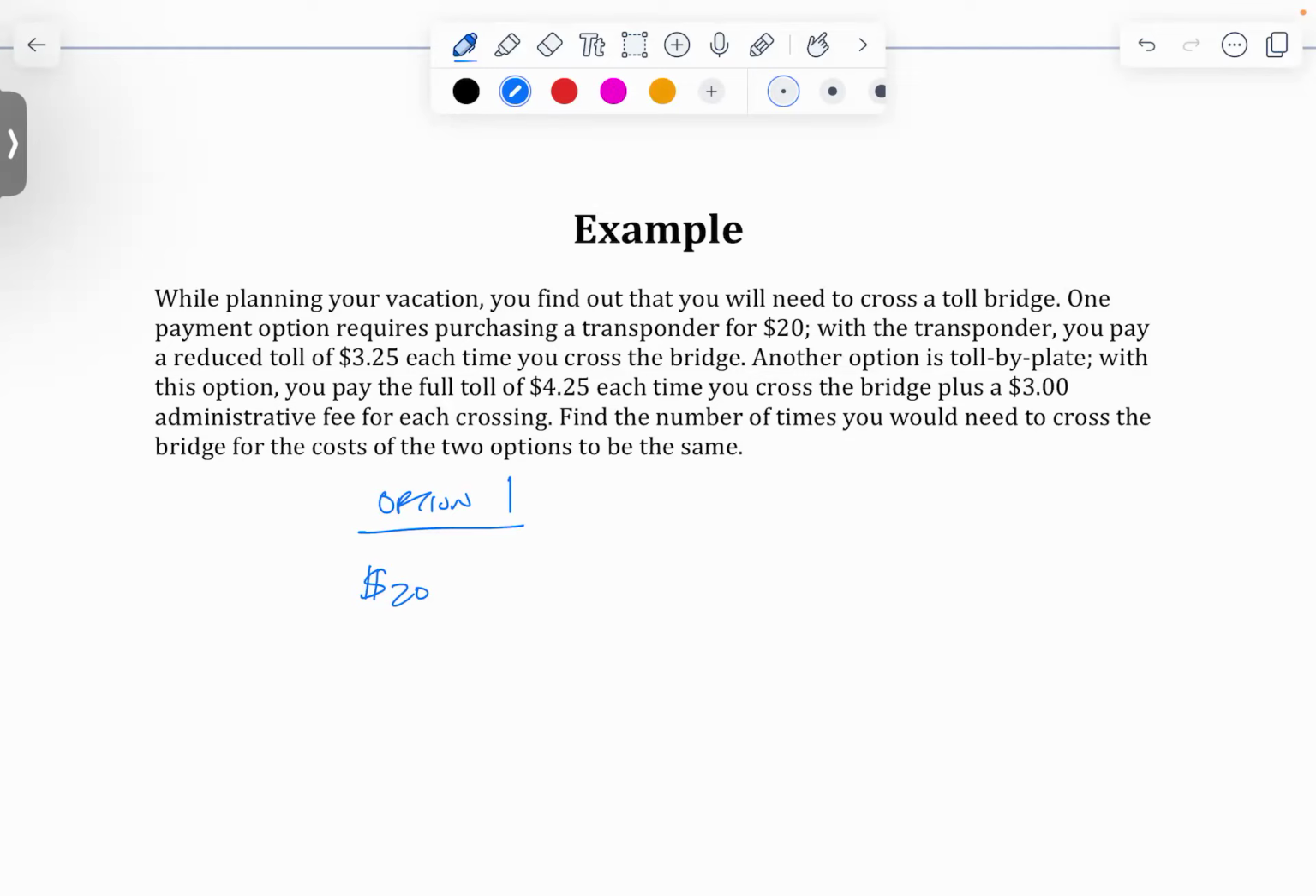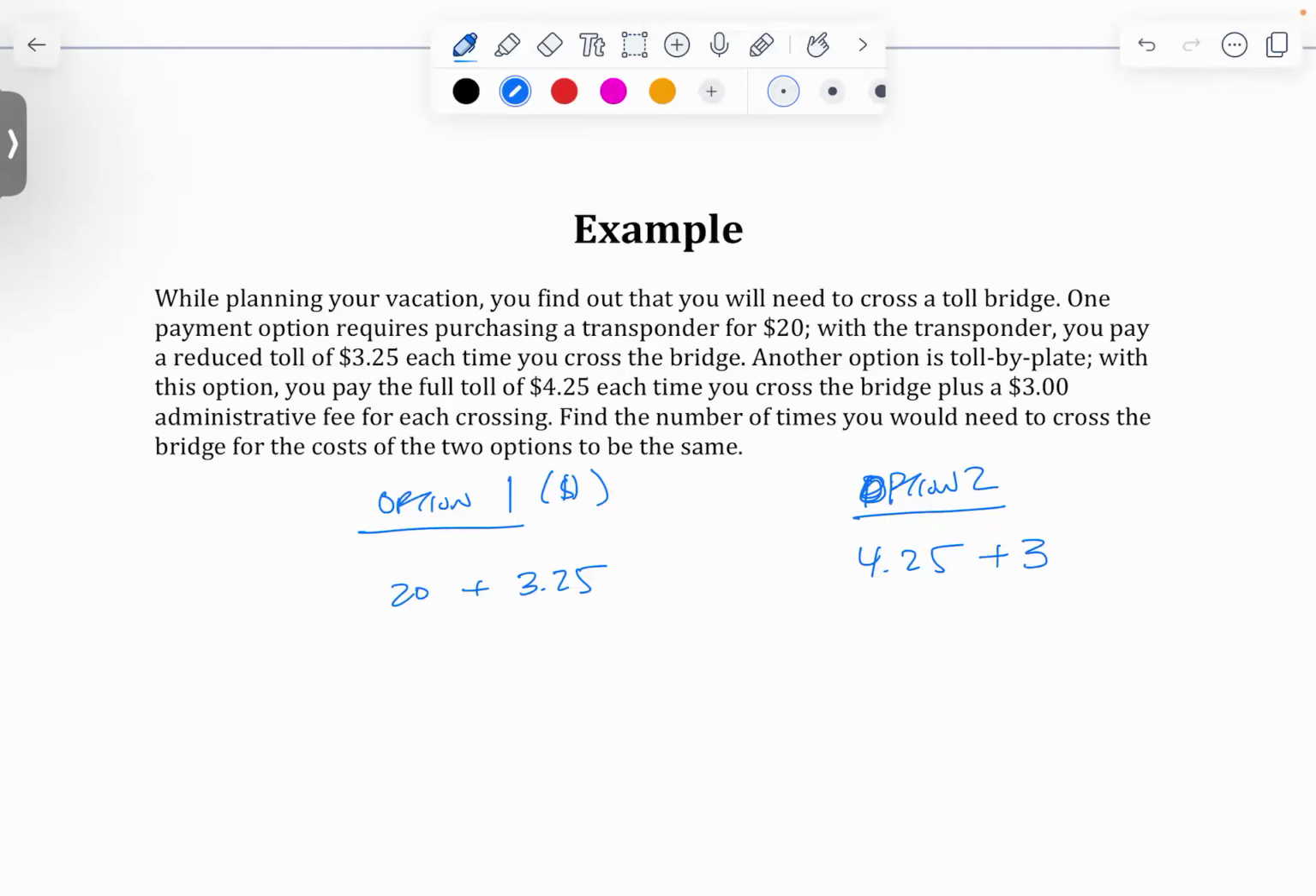When you purchase the transponder for $20, you will pay a reduced toll of $3.25 each time you cross the bridge. Okay, so it's going to be dollars. Another option, toll by plate. You pay the full toll, $4.25 each time you cross the bridge, plus a $3 administrative fee for each crossing.